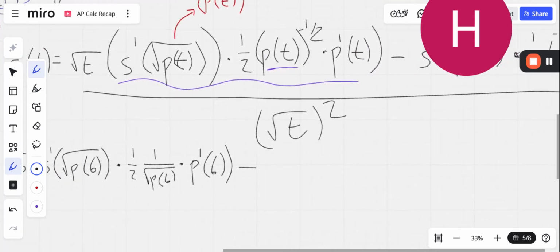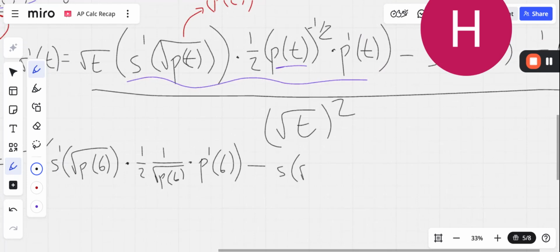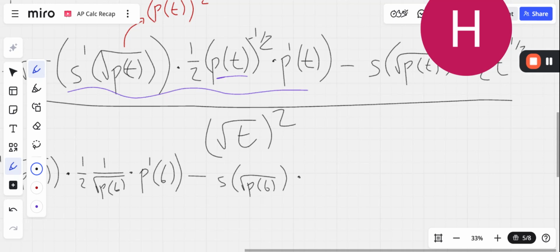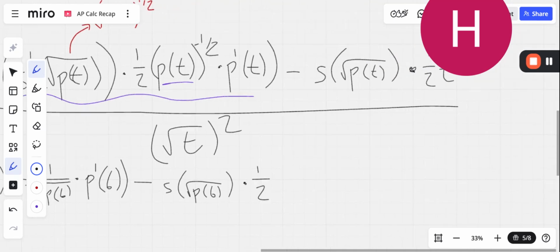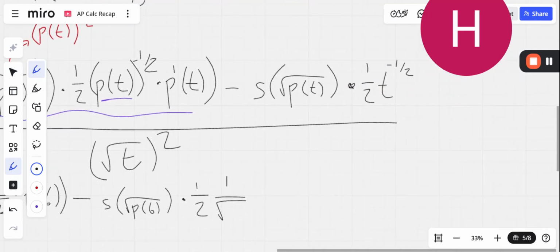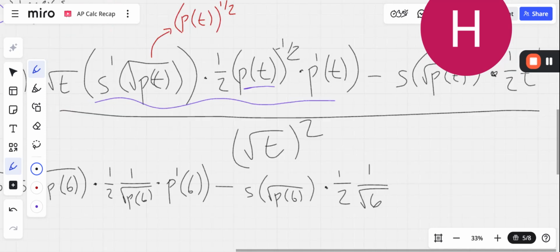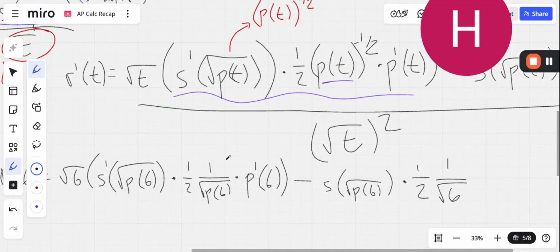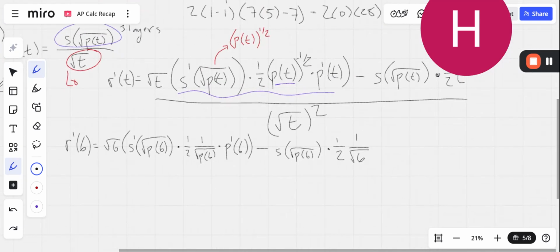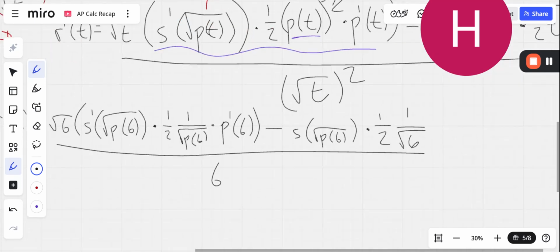All right, so we're going to be looking at the 6 quite a lot. Minus s of the square root of p of 6 times 1/2. And then again, I'm going to put 1 over. This time it's just the square root of t, though, so be careful. It's just 1 over the square root of 6. It's not 1 over the square root of p of 6, like we had here. All right, so there's my low d high minus high d low. This is going to all go over the low low, which is just t, right? The square root of t squared is just t. So this is all over 6. Oh boy. We're making progress, people. Don't you worry.